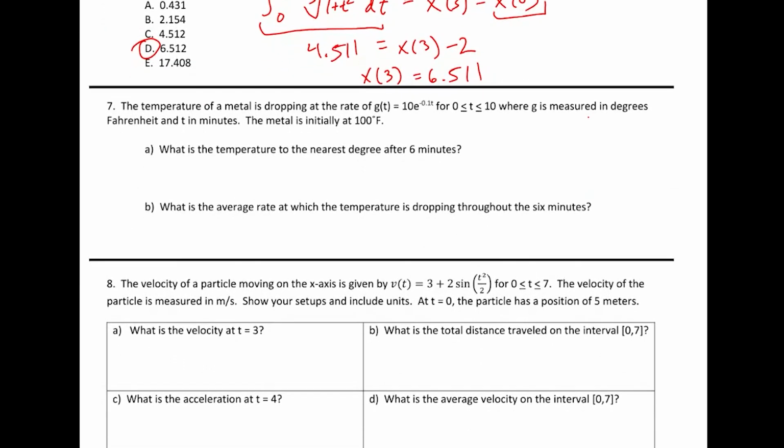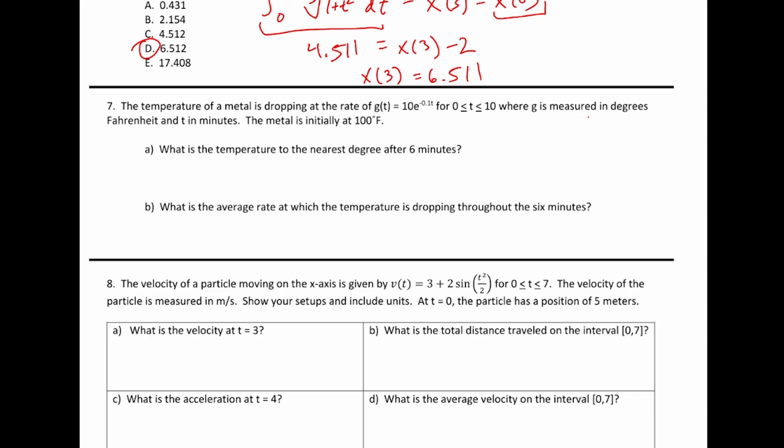All right, number 7 says the temperature of a metal is dropping at a rate given by the function g, where g is measured in degrees from t equals 0 minutes to 10 minutes. And the metal is initially 100 degrees Fahrenheit. Part A says, what is the temperature to the nearest degree after 6 minutes?